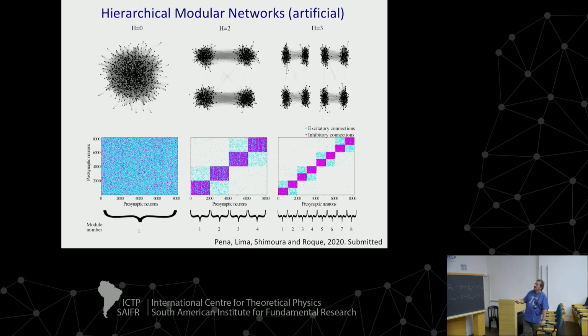So you have the adjacency matrices for the types of networks that you can have. You can have networks with a high degree of hierarchy. This is H equals 3. You can go all the way, depending on how many neurons you have, you can subdivide your network into different hierarchical levels artificially. But the idea is just to study the role of hierarchy and modularity in networks.